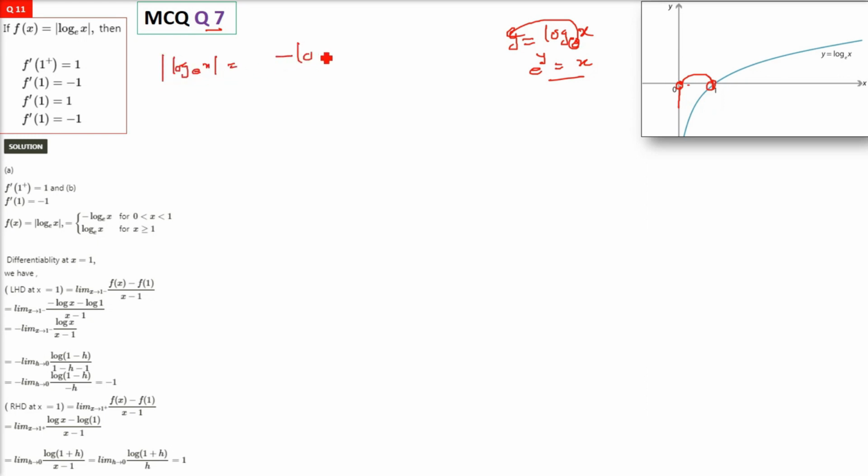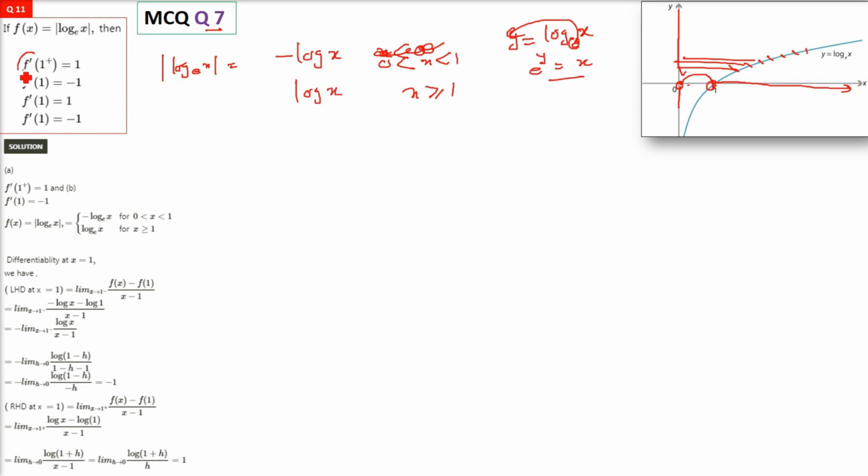So log x, if you open the modulus, it will be negative log x for the value where x should be between 0 and 1. Please remember 0 is not included here. But when you move ahead of 1, then you see this graph is positive, so you get it on the positive y-axis. So for that, when you open the modulus, you will get a positive log x. I hope you got the idea.